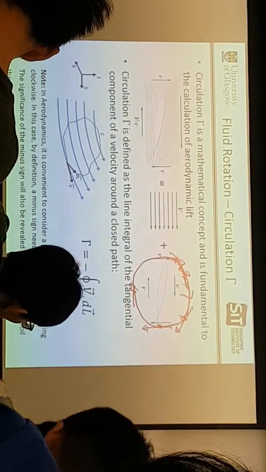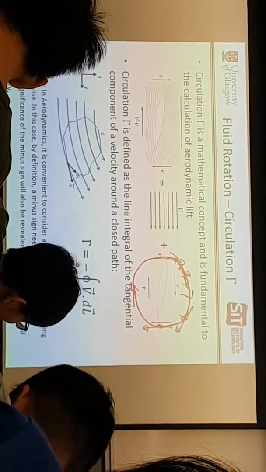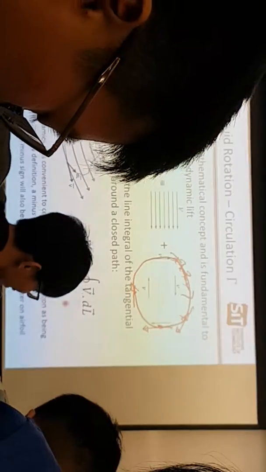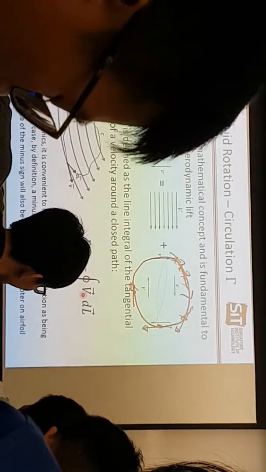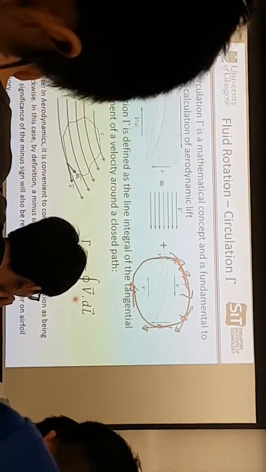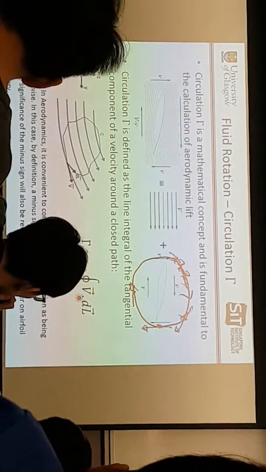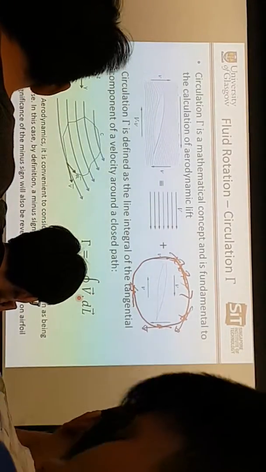Is everybody okay so far? Okay, let's try to understand this equation a bit further. Notice there's a dot product here. The velocity vector is a vector. Velocity is a vector.